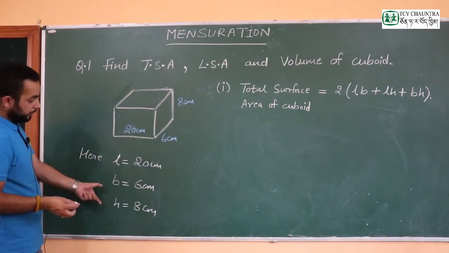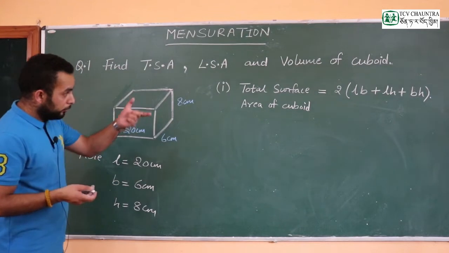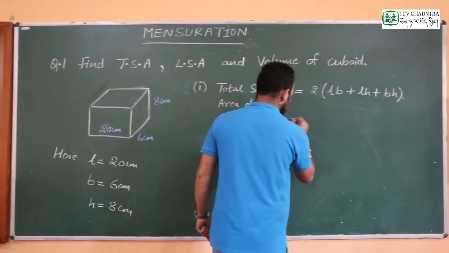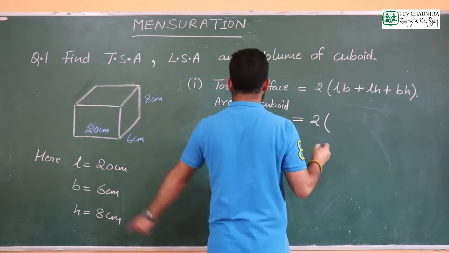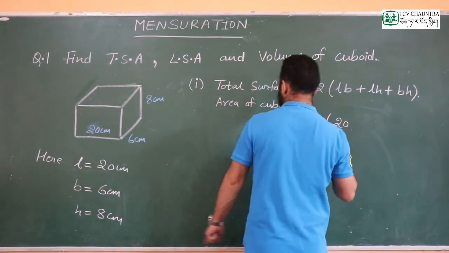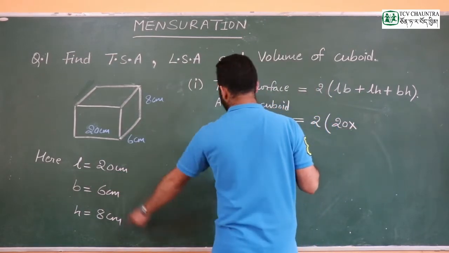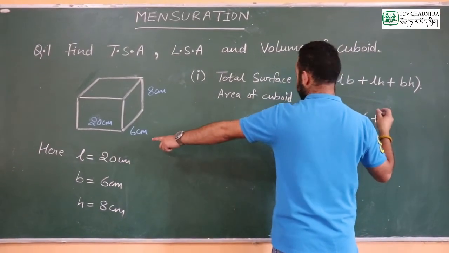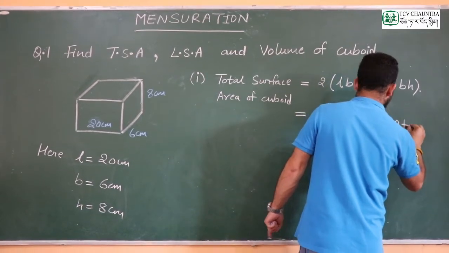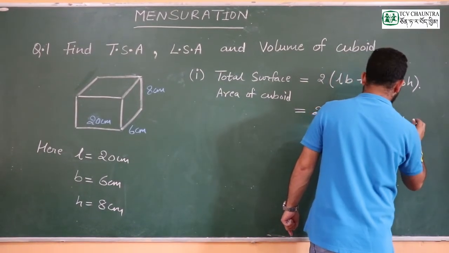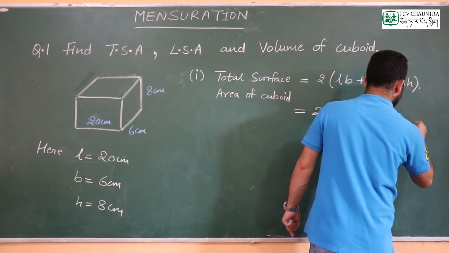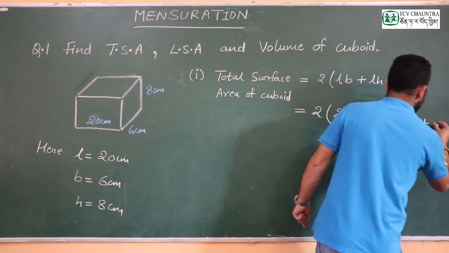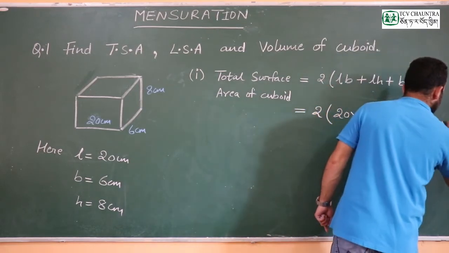Now you know all the values and you also know the formula of total surface area, so just substitute all these values in that formula. Okay class, now coming here, 2 as it is. In place of length we will substitute 20, and in place of breadth we will substitute 6, plus in place of length again 20, plus in place of height we will substitute 8. Similarly, in place of breadth we will substitute 6, and in place of height we will substitute 8.